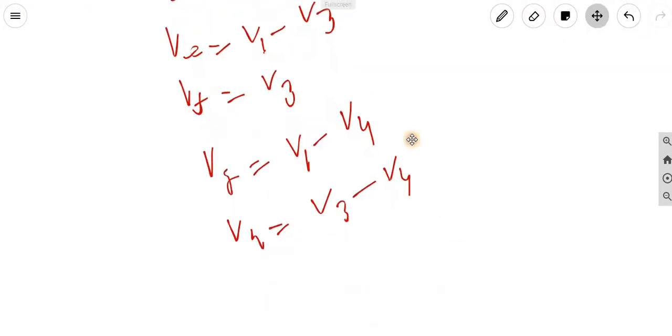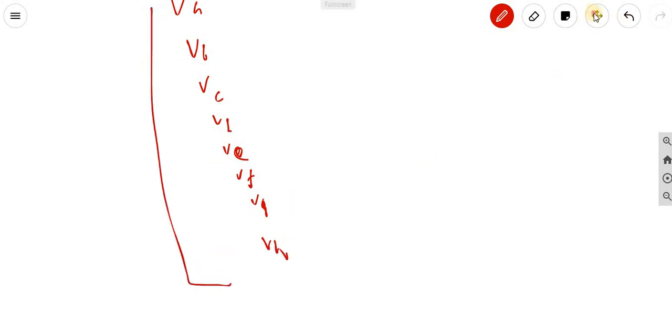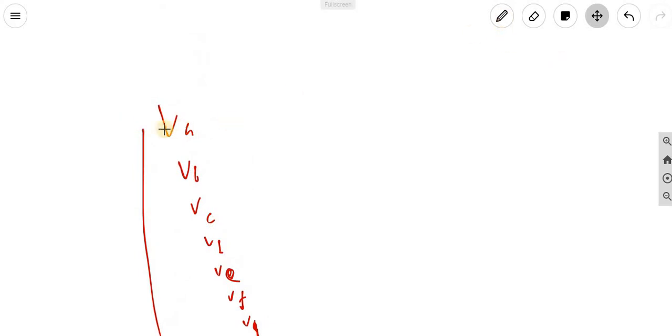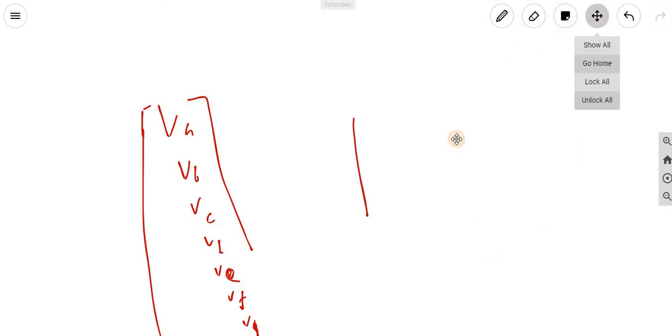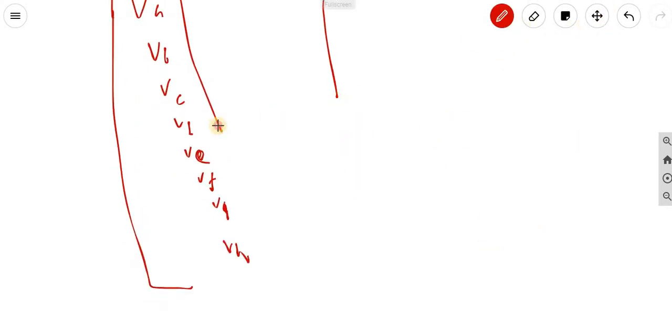Okay, so from there what we put, here VA, VB, up to VE, VF, VG, VH. So this we can get, this equation. So what is this primary?